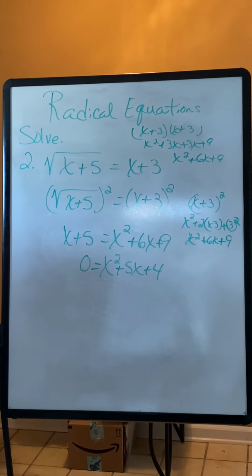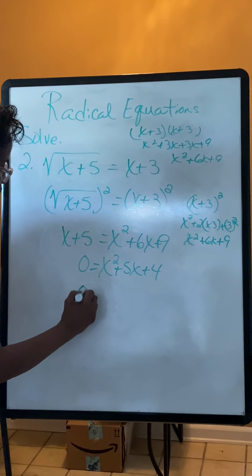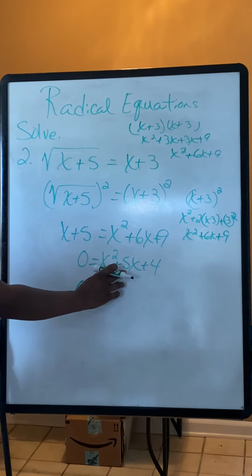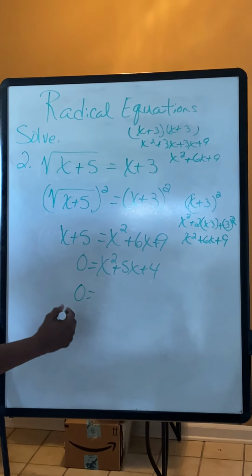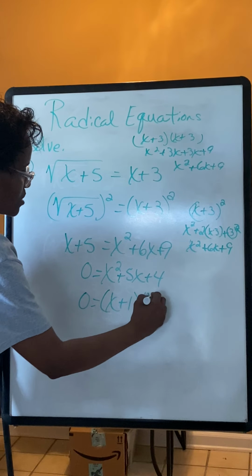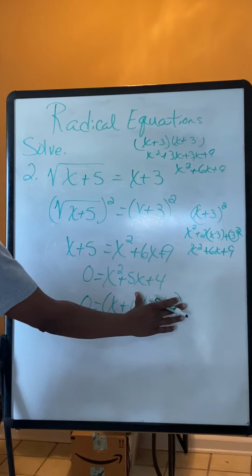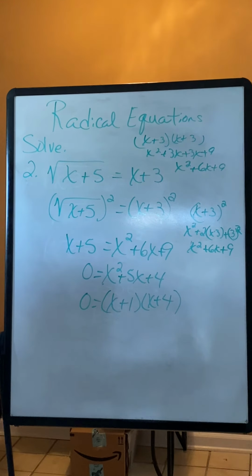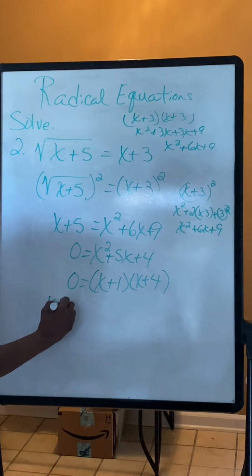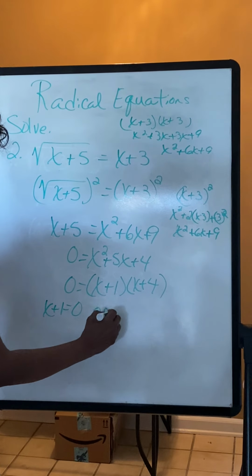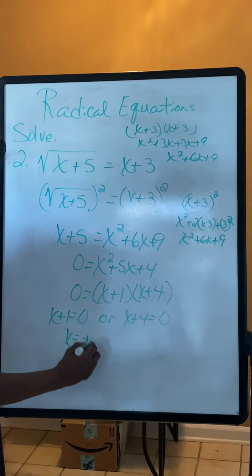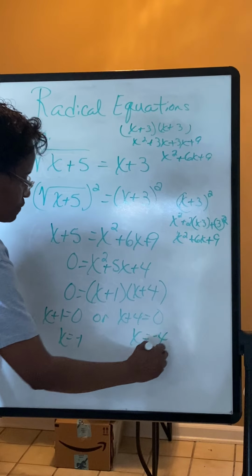Now I have a trinomial that needs to be factored. So I'm going to ask myself, what two numbers can I multiply, get a positive 4, combine and get a positive 5? That would be a positive 1 and a positive 4. So I'd have the binomial x plus 1 times the binomial x plus 4. I'm going to use the zero product property and take each one of these factors and set them equal to 0, separated by the word or. So I end up with x is a negative 1, x equals a negative 4.